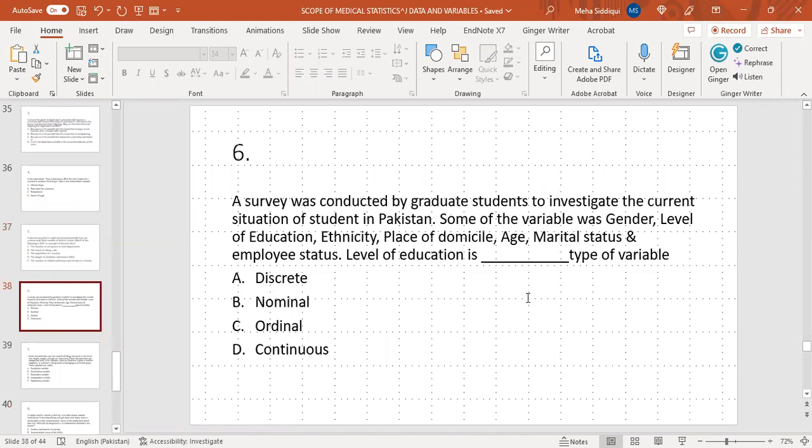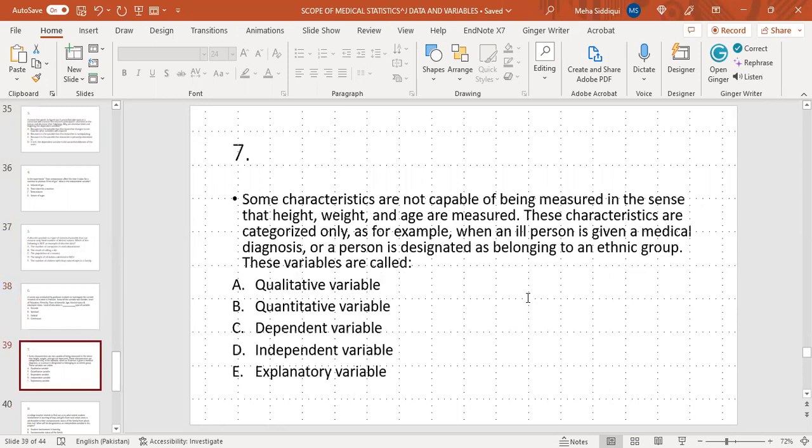MCQ number 6. A survey was conducted by graduate students to investigate the current situation of students in Pakistan. Some of the variables were gender, level of education, ethnicity, place of domicile, age, marital status, and employee status. Level of education is which type of variable? Discrete, nominal, ordinal, or continuous. C is the right option. It is ordinal.